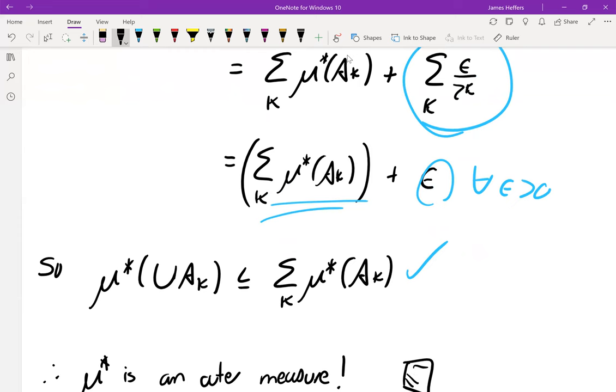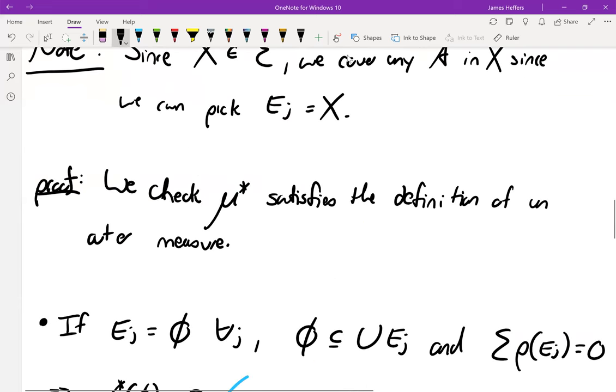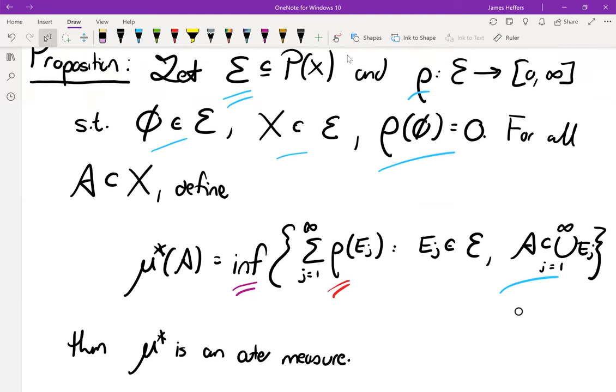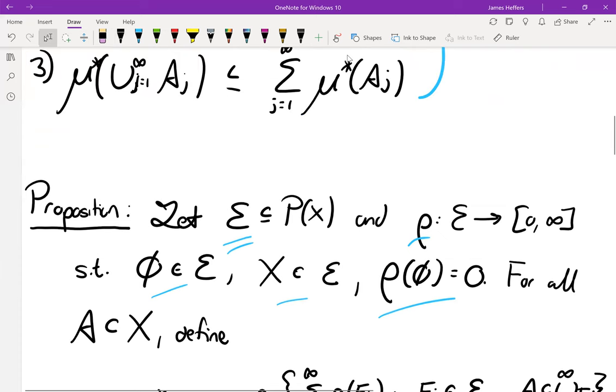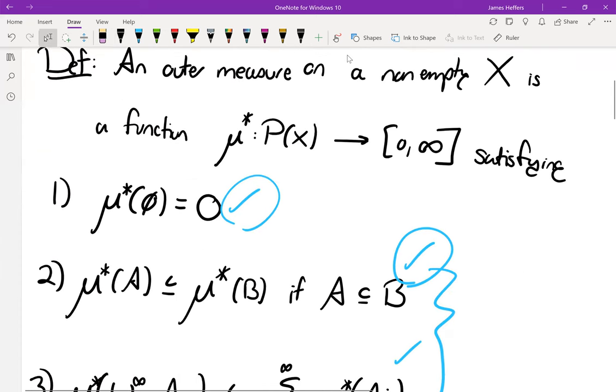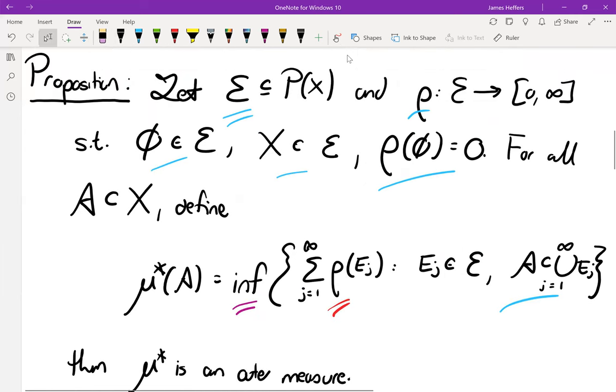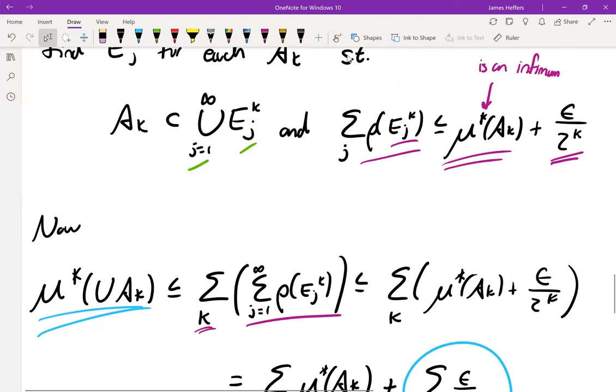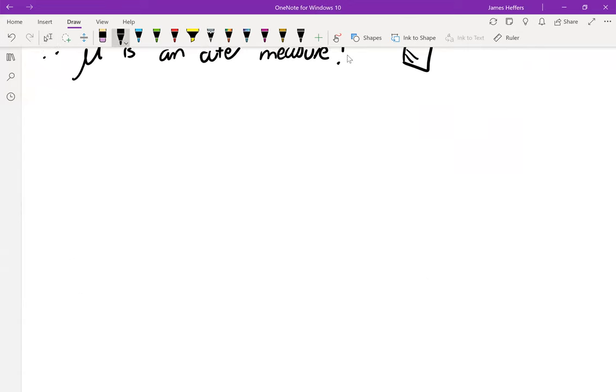Okay, all right. So we've now seen, let's scroll back up here to the statement, that given some collection of sets E, we can define an outer measure on it. Now, where do we go from here? Well, let's talk about first what an outer measurable set or a mu star measurable set is. So we need a new definition.